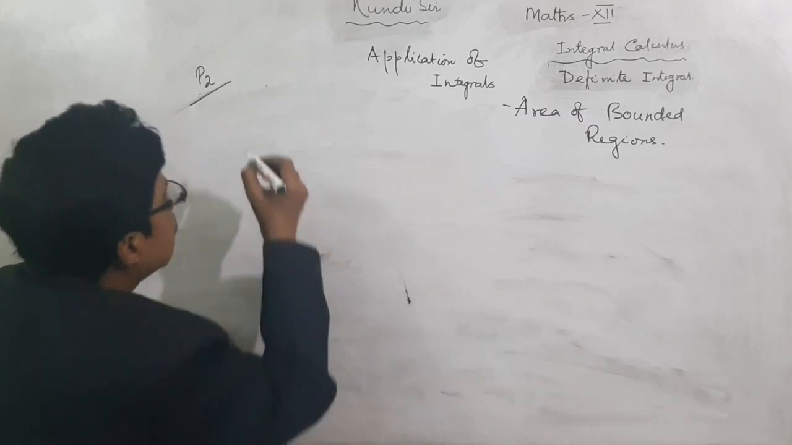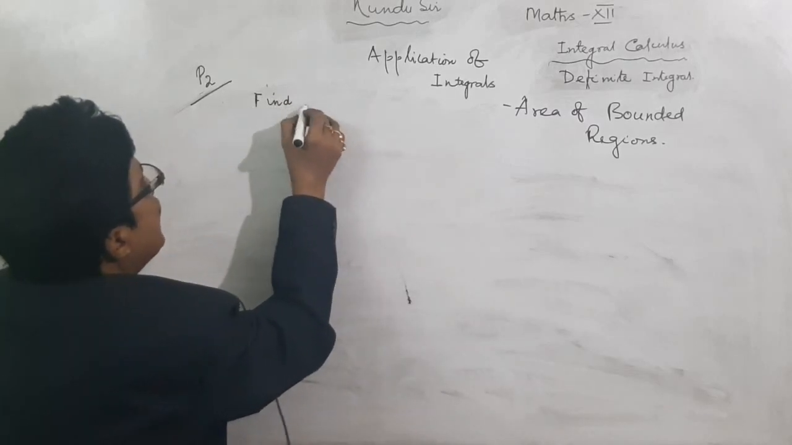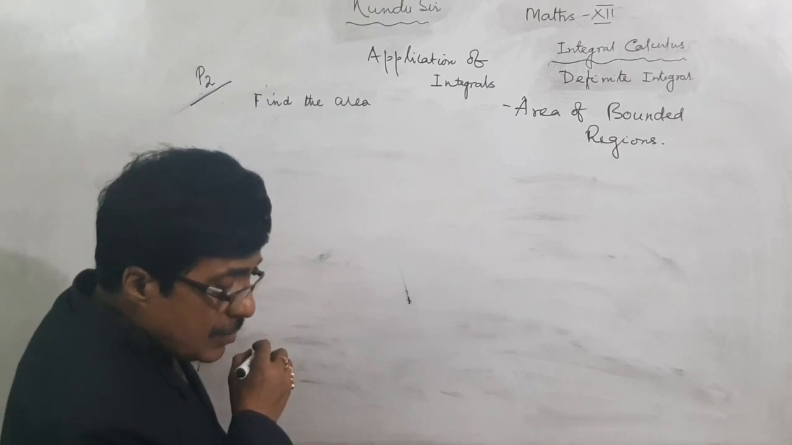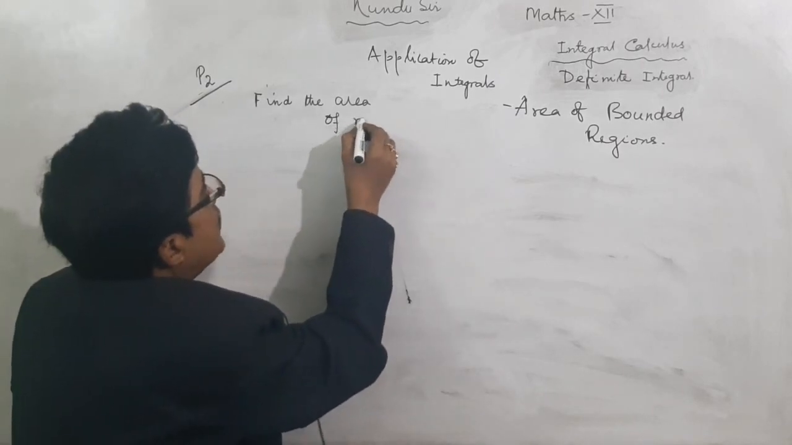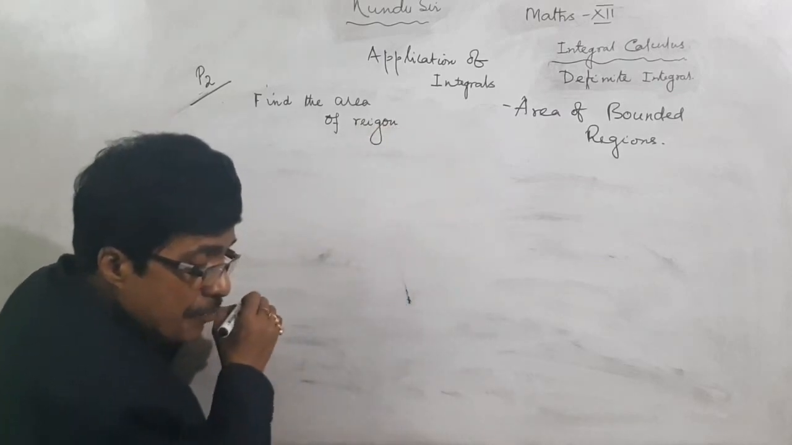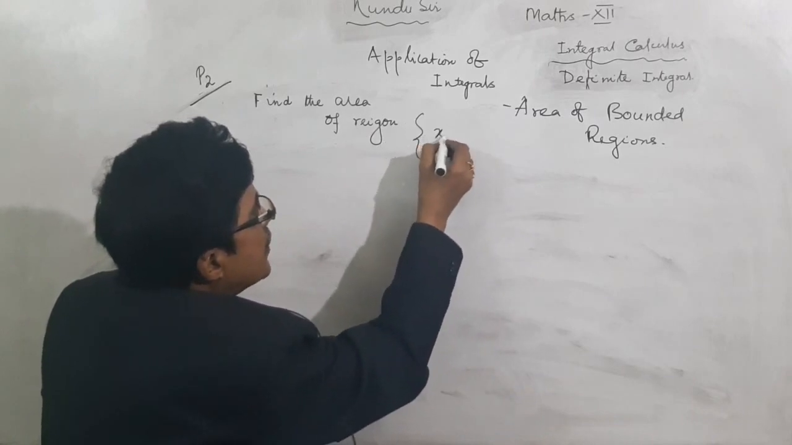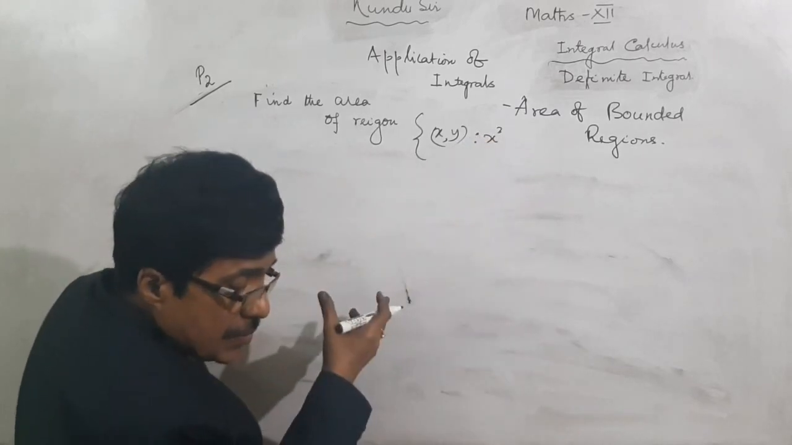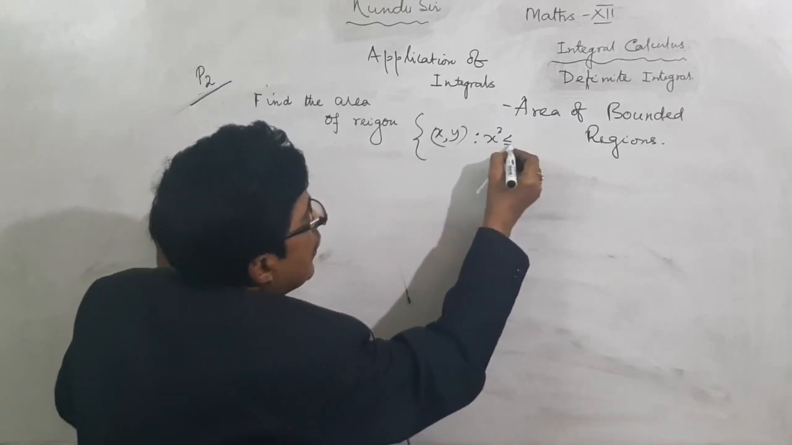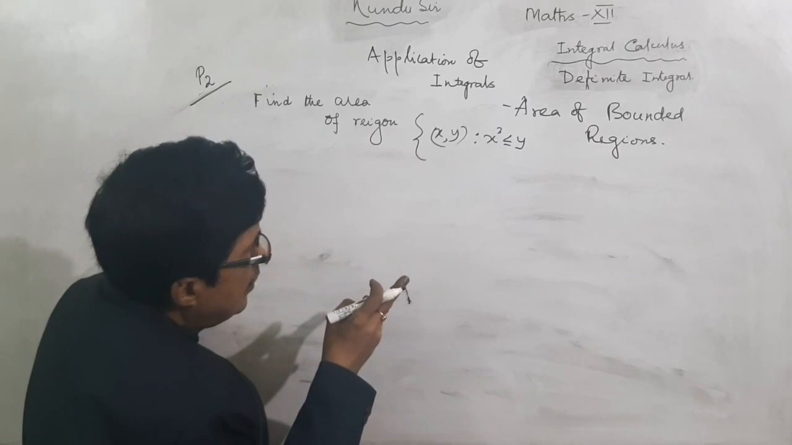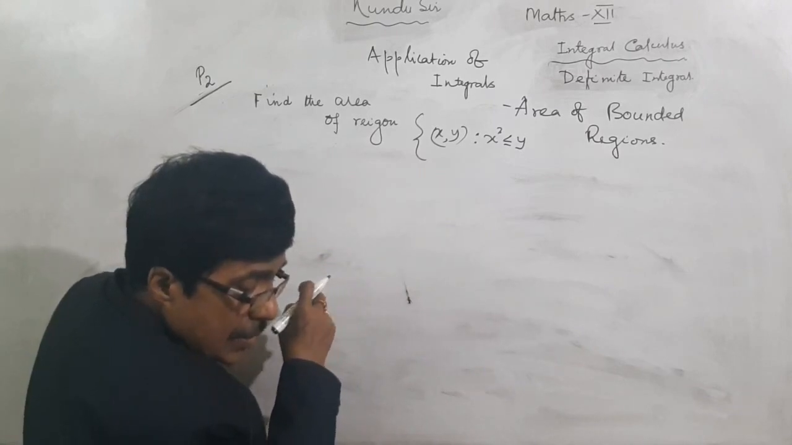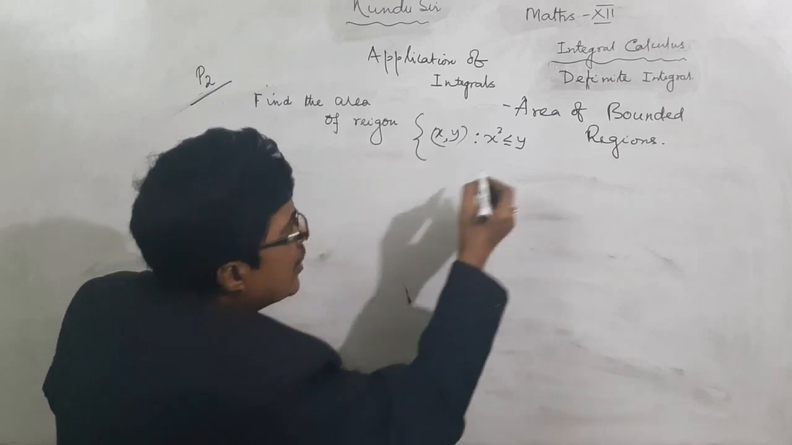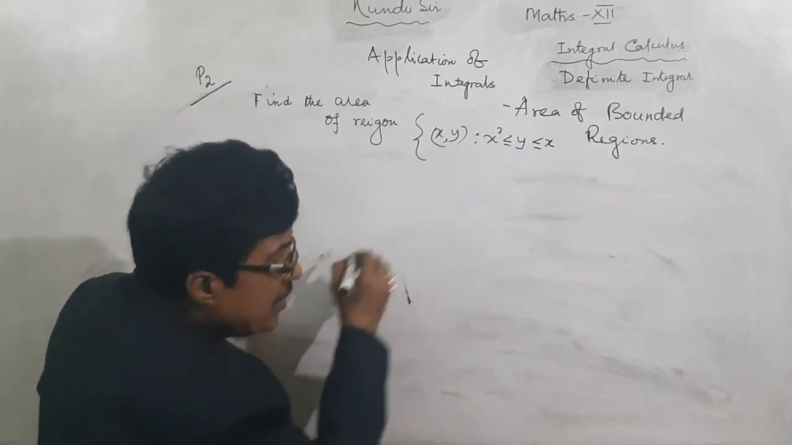Find the area of the region {(x, y) : x² ≤ y ≤ x}, that is, y greater than or equal to x² and less than or equal to x.